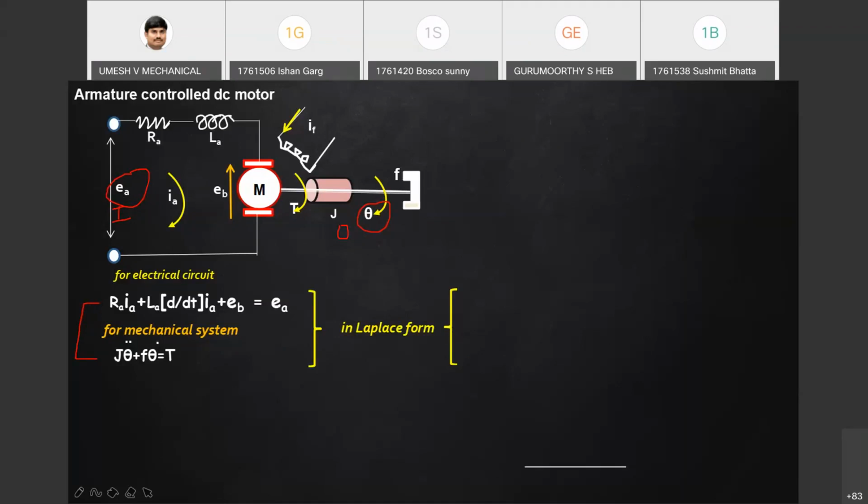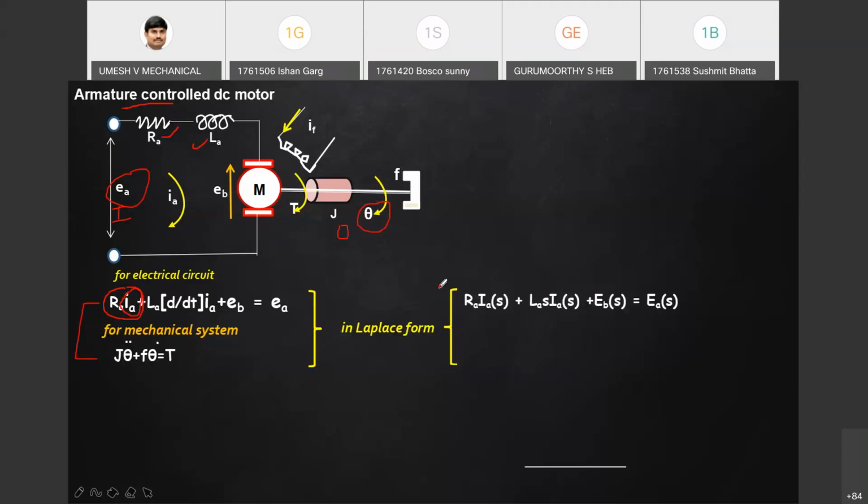RA IA, no differentials here, where IA is the variable. It is armature controlled, so armature resistance and armature inductance are constants once you fix them, and the variable is the armature current. So RA, there is no S coming for RA, it is a constant. The variable is IA of S in the Laplace transform.